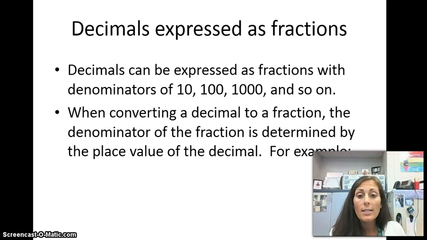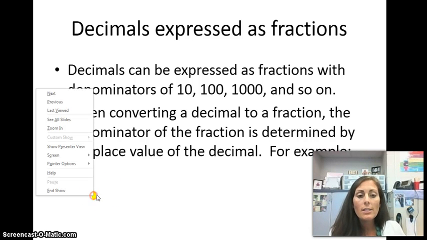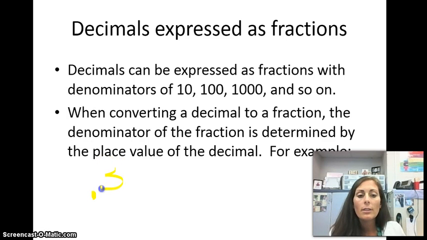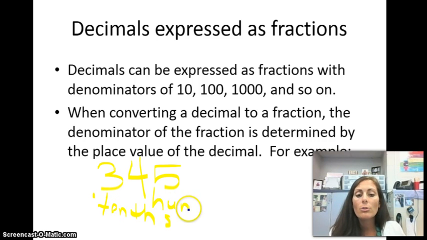When converting a decimal to a fraction, the denominator of the fraction is determined by the place value of the decimal. Just for a brief review, if this is our decimal, if you remember, we have the tenths place, the hundredths place, and the thousandths place. So this is the tenths, this would be the hundredths, and this is the thousandths.